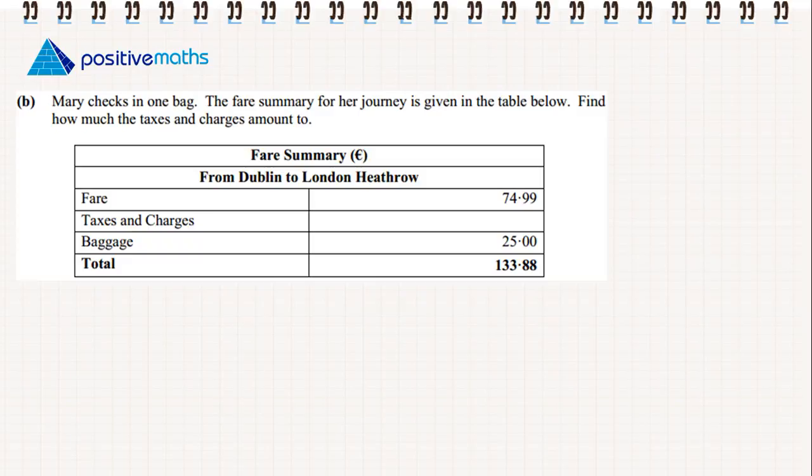B. Mary checks in one bag. The fare summary for her journey is given in the table below. Find how much the taxes and charges amount to. So we're given the total, 133.88. We're given what she pays for her fare and her baggage. So if we take away her fare and her baggage costs from the total, then we'll find the taxes and charges. So it's going to be 133.88 minus her fare minus her baggage. So her taxes and charges are going to amount to 33.89.